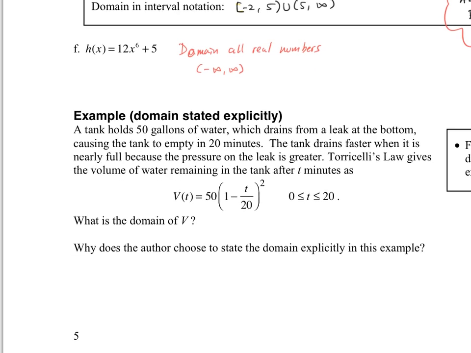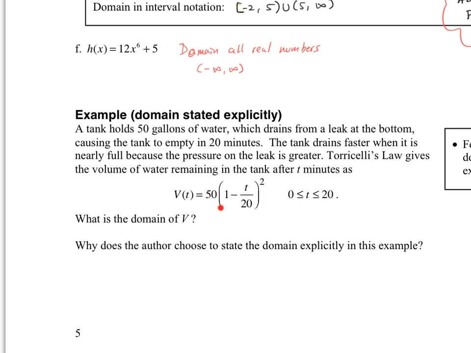Now finally, here you have a specific equation that is telling you specific information about the problem. So here the problem says a tank holds 50 gallons of water, which drains from a leak at the bottom, causing the tank to empty in 20 minutes. The tank drains faster when it's nearly full because the pressure of the leak is greater. And then there is some physics law, which you don't have to worry about. But this is given, this is the formula. And notice that here, the domain is actually given to you. So it's given.